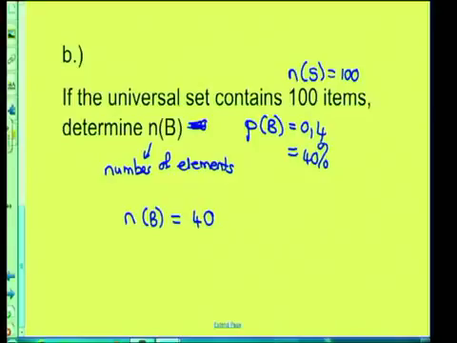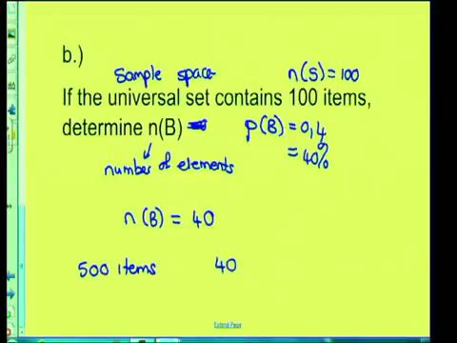What happens if I set you the universal set? Universal set just means the sample space. But say I said to you there are 500 items. Well, once again, I'd have to work out what 40% was of 500. So doing that, I would end up with 200. So there would be 200 items in set B. So don't let that put you off. Just remember, it's the proportion that belongs to B. Okay. Let's see what the next one brings.